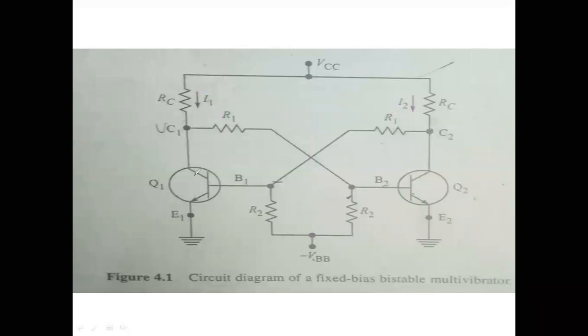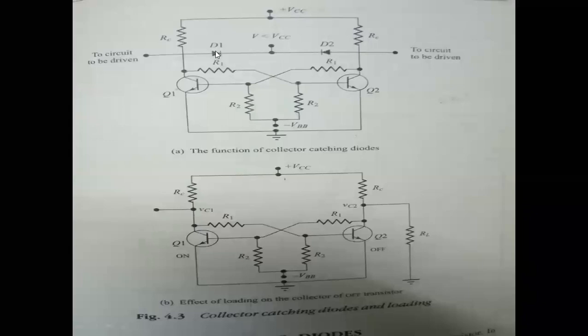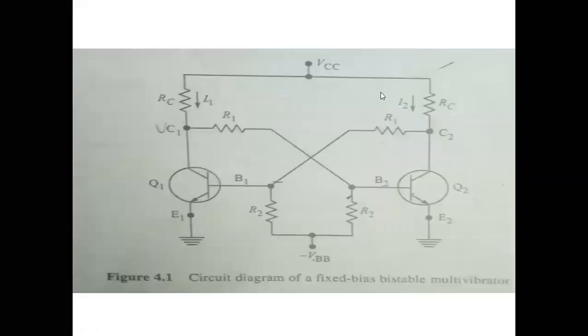There are a lot of drawbacks, so we have to overcome those drawbacks. To overcome them, we are going to add some diodes and capacitors, modifying the circuit, and we will see a lot of changes. This is the basic bistable multivibrator circuit, and how the circuit is going to work.